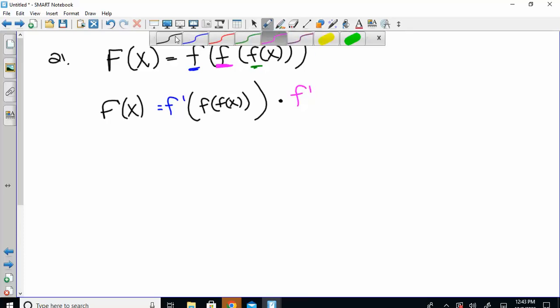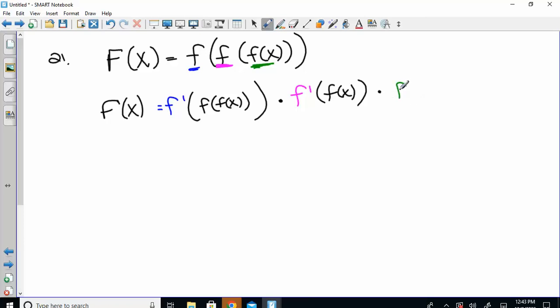So derivative of f is f prime, inside stays the same. Times, working our way in, derivative of the inside, derivative of the green one now. So that's another f prime. I'm telling you in this, I want f prime of 1. I change those x's to 1s.